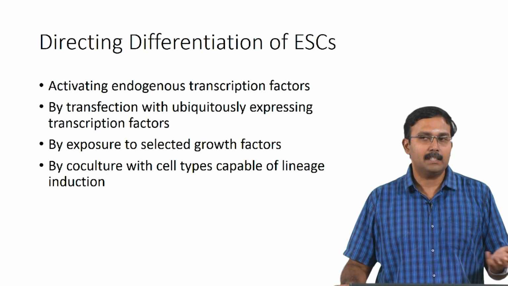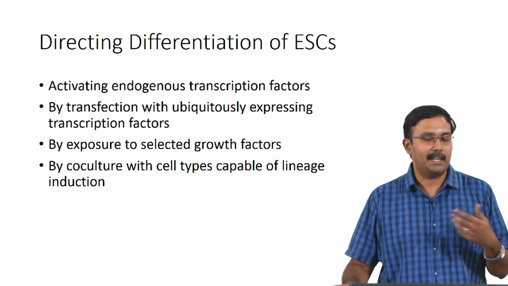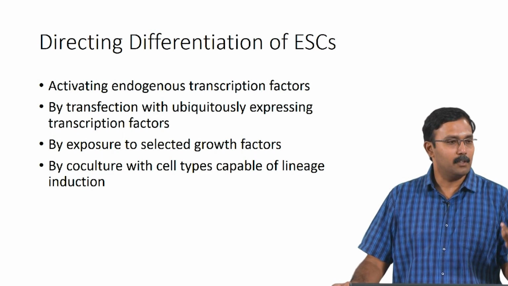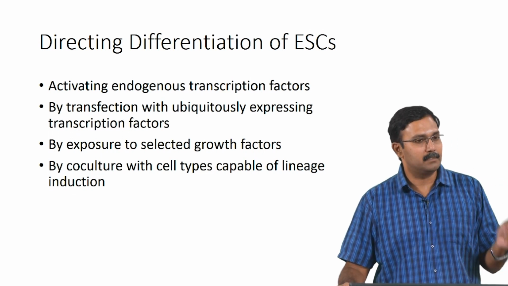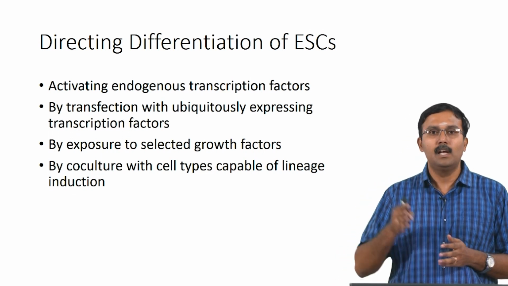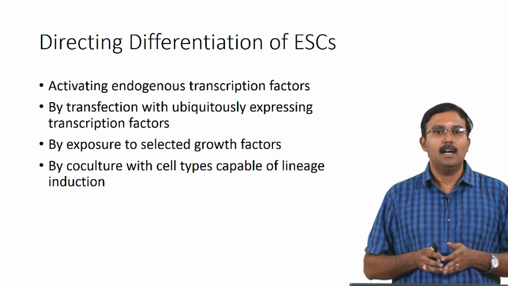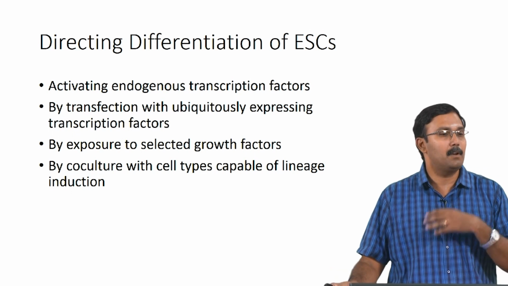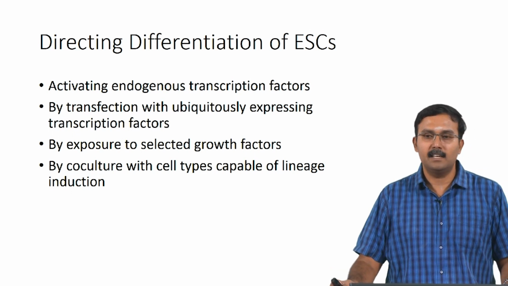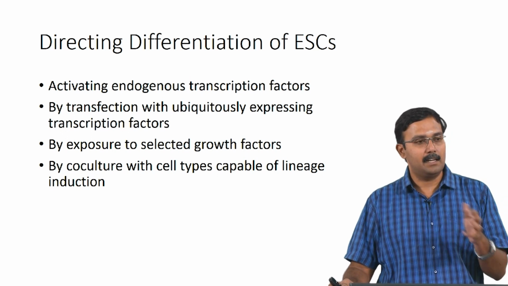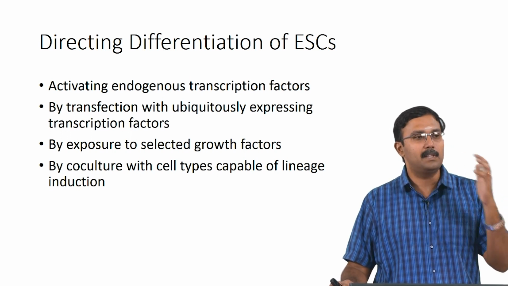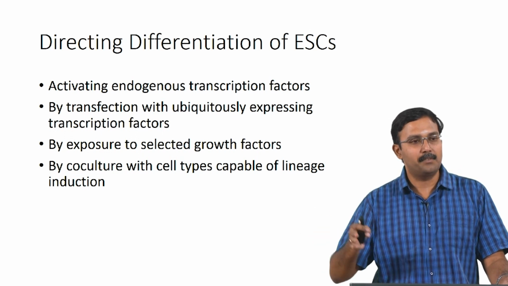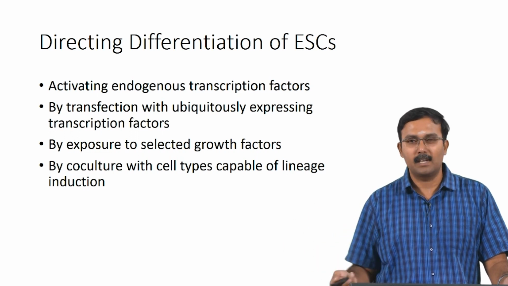You can actually use endogenous transcription factors to activate the cells' differentiation, and using different growth factors, different cytokines and other markers, you can control how the cells are differentiated. You can also co-culture with cell types which are capable of lineage induction. There are studies where people have shown that culturing embryonic stem cells along with pancreatic islet cells would cause them to differentiate to form islet-like cells. So, those kinds of things are possible.